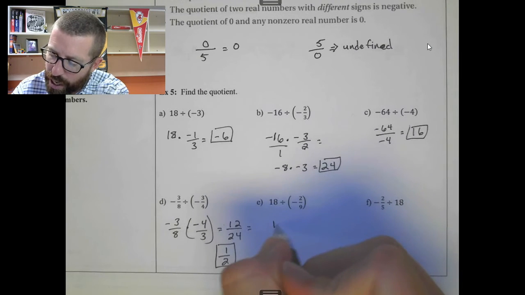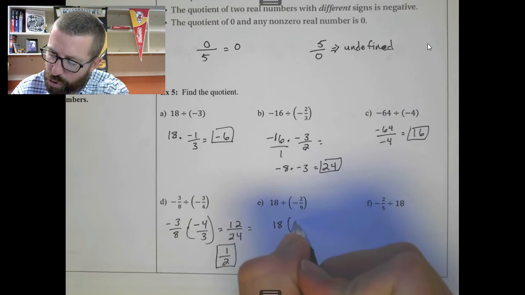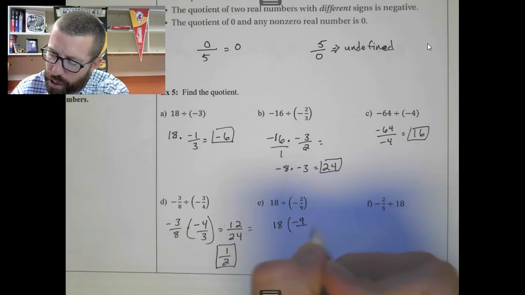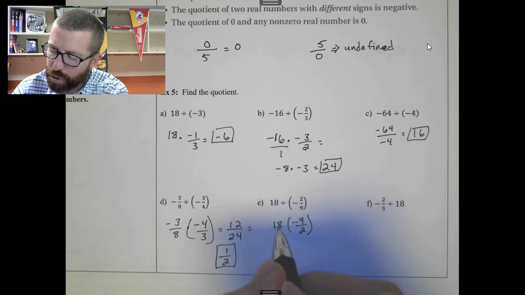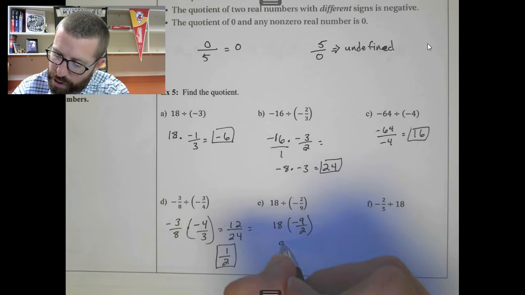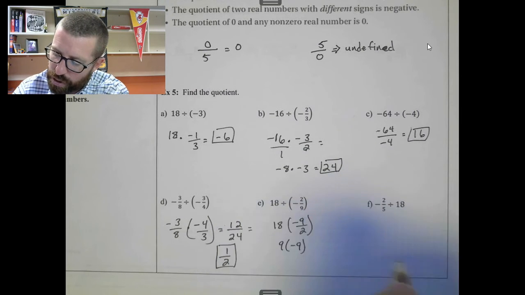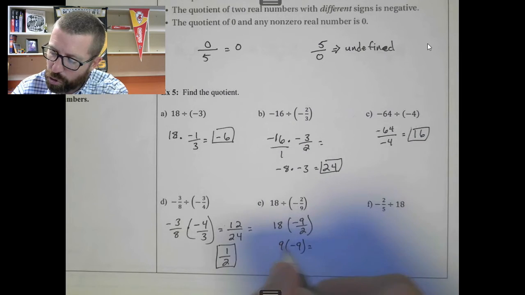18 divided by -2/9 is 18 divided by -9/2. I'm going to divide first. So 18 divided by 2 is 9. And then multiply those to get -81.